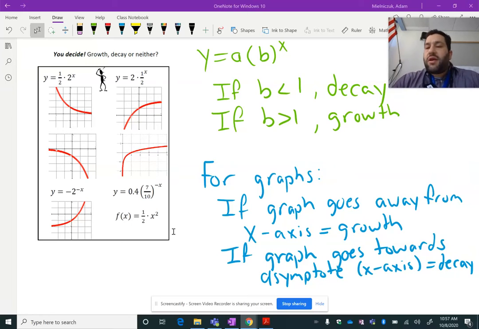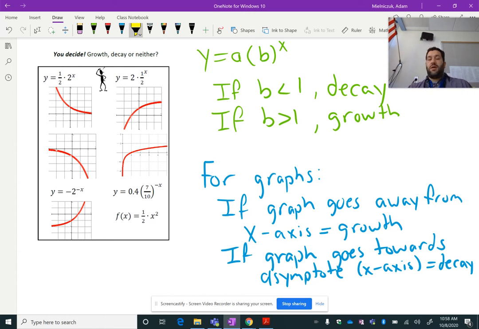All right, so now let's take a look at some situations with equations and graphs and determine if they represent a decay model, a growth model, or maybe in some cases neither. So first thing is there's some important information here. If we're trying to determine if something is growth or decay from an equation, the best way to remember is that if b is less than 1, it's decay. If b is greater than 1, it's growth.